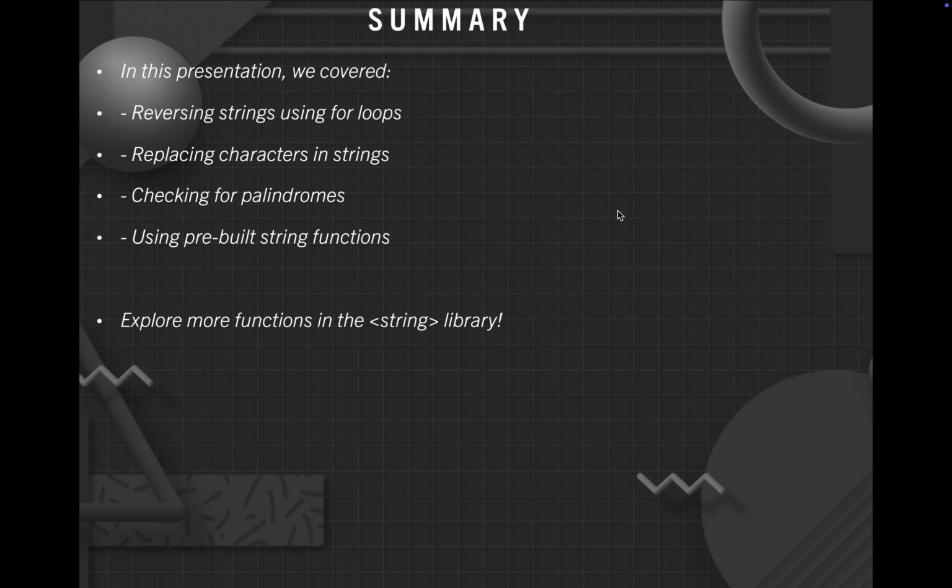So in this lecture, what we have covered: we have reversed a string using a loop, replaced characters in a string, and checked whether a number is a palindrome or not. We have used some pre-built string functions, and what you have to do is go to the cpp reference page, which I will give in the description box, and read each and every function in the string library, which is already defined by C++ developers.